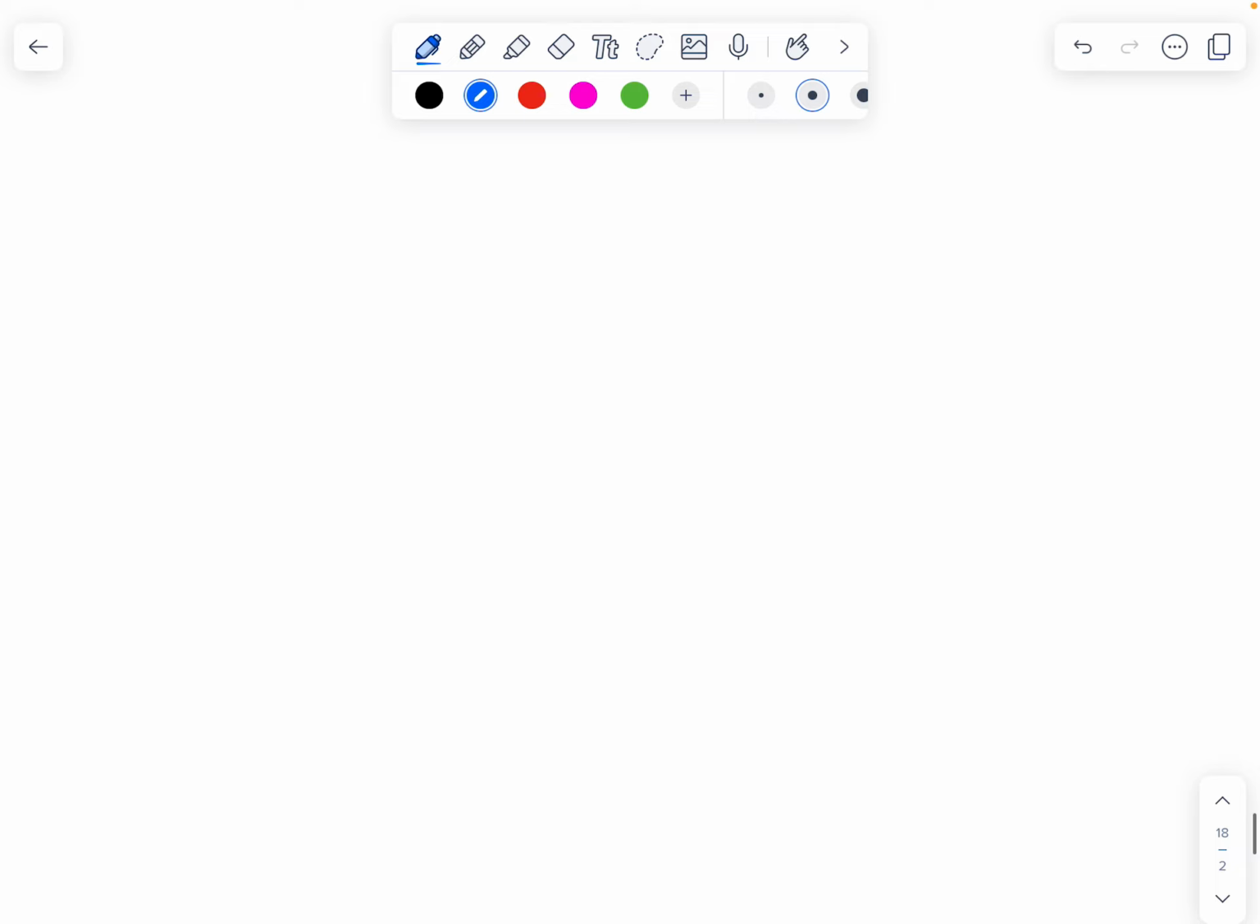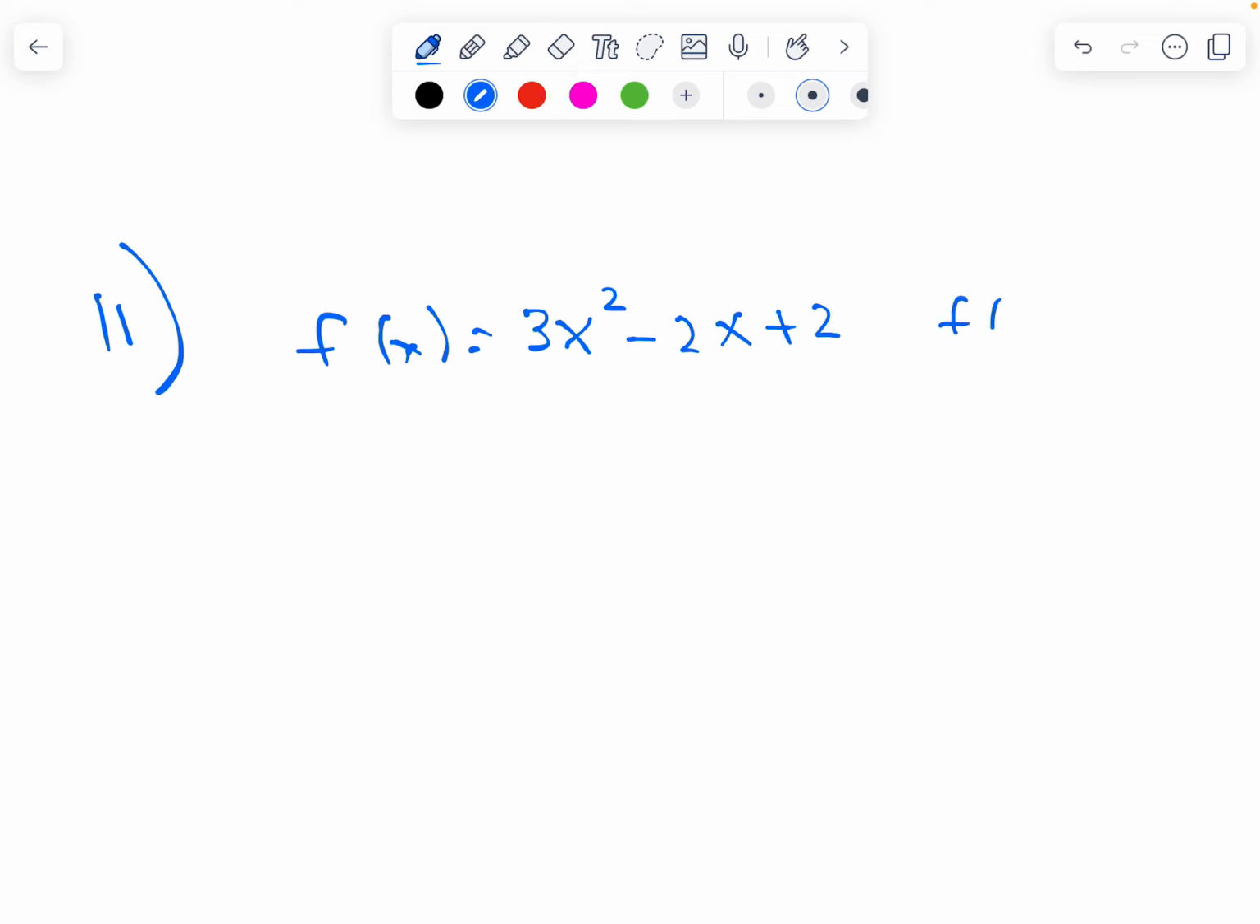Okay, let's go down to number 11. For number 11, we've got this. f of x equals 3x squared minus 2x plus 2, and it's asking for f of negative 1. This is probably the hardest question on the test. And the idea behind it isn't so hard. It's just when you do it, you have to be really careful.